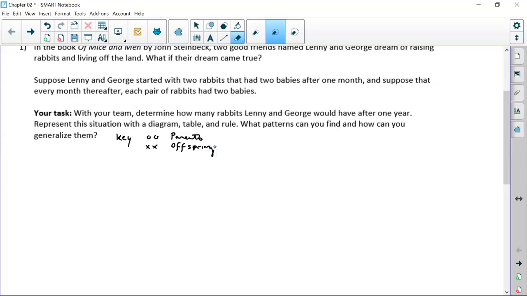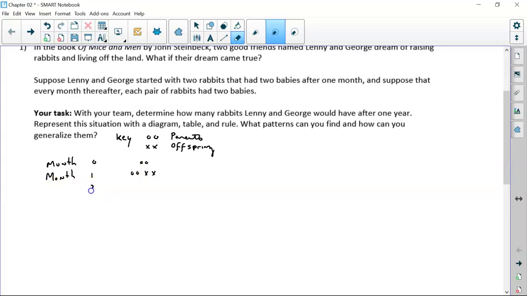So now, in month 0, we're going to have just the 2 parent rabbits. We just have 2 rabbits in month 0. Now, in month 1, we have 4 rabbits. Those 2 parents had 2 offspring.